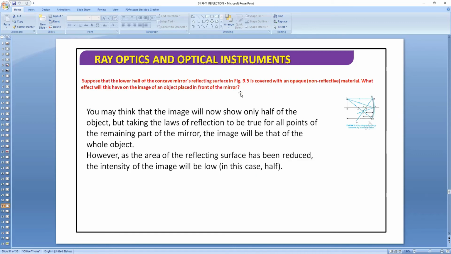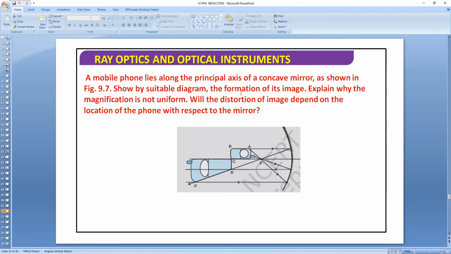Answer. You may think that the image will now show only half of the object, but taking the law of reflection to be true for all points of the remaining parts of the mirror, the image will be that of the whole object. However, as the area of the reflecting surface has been reduced, the intensity of the image will be low.